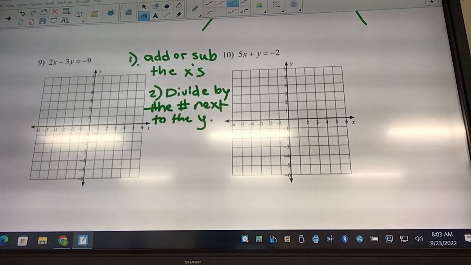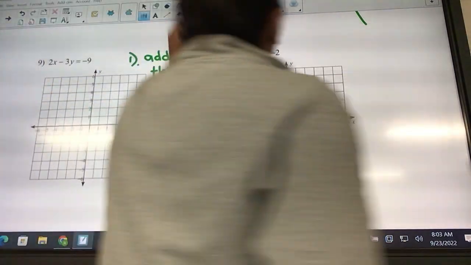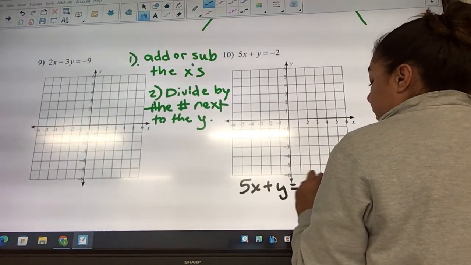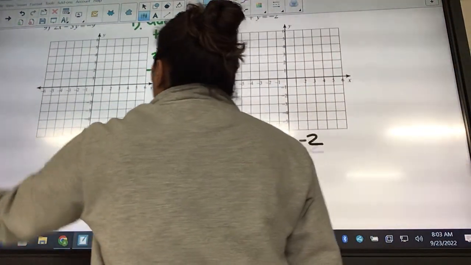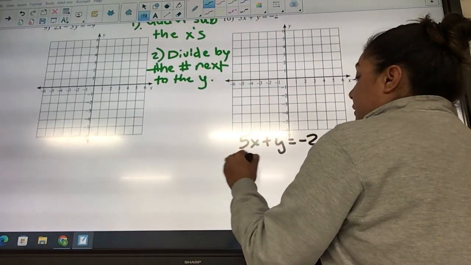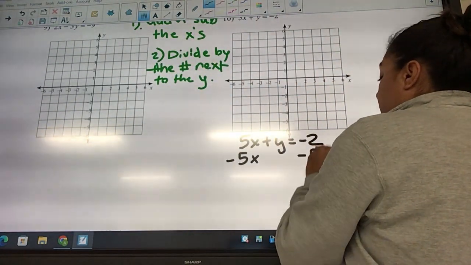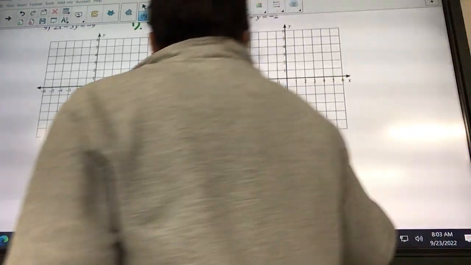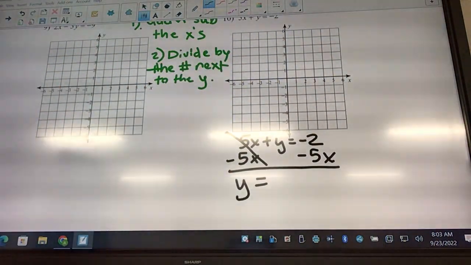It's positive, so if there's nothing in front of it, and you can write your problem like down here, we got 5x plus y equals negative 2. Okay, so we're going to subtract our x's. Okay, so over here I got y equals. Now, can you put these two together? No. Okay, we cannot because one has an x and one does not.